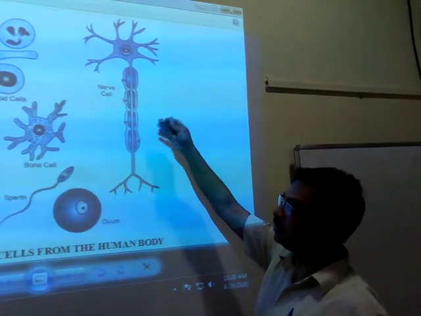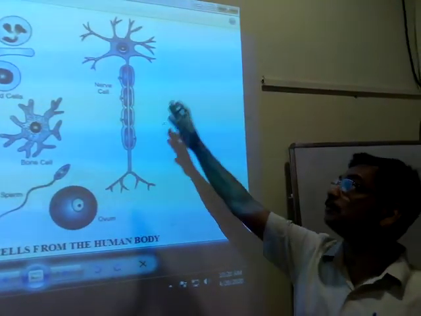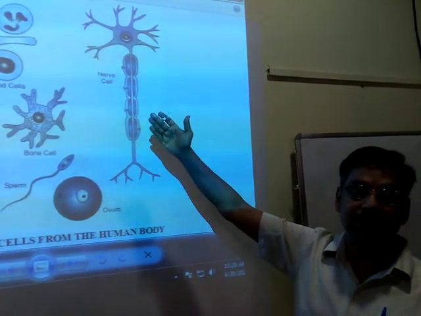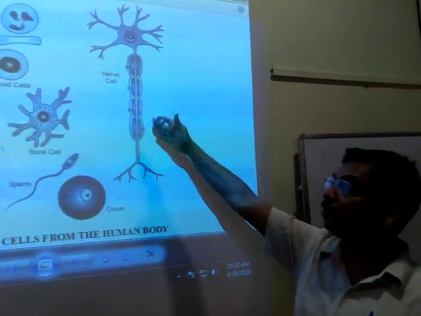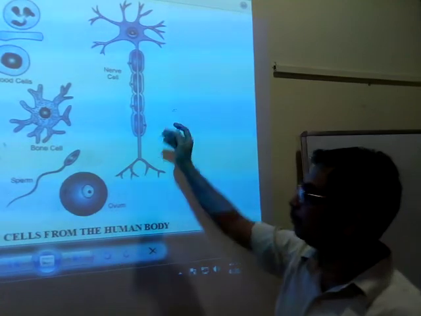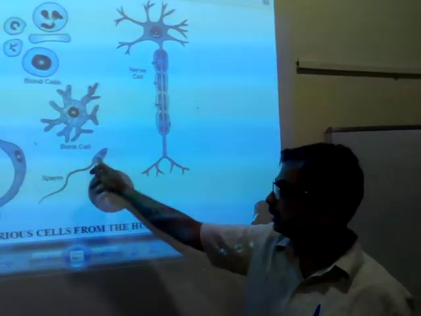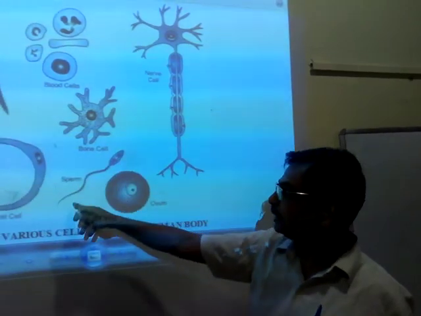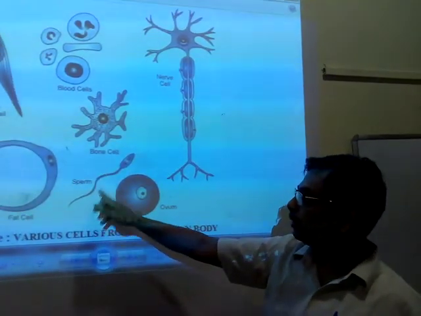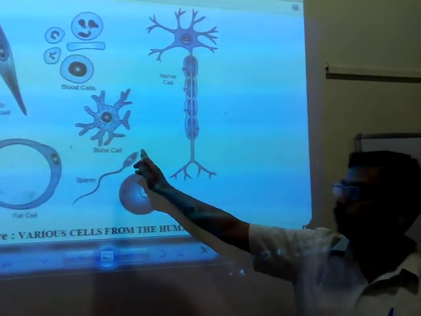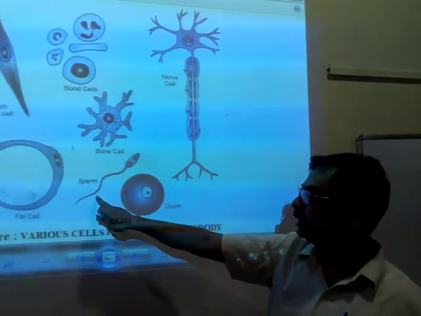The function of this nerve cell at present is to communicate the message, to transfer the message from one cell to other cells. So this is the longest cell of the body. Again we come to the ovum. This is oval in shape. This is the sperm, which has a different shape. Why is it a different shape? Because it has to move inside the female reproductive system. So here it is the head and this is the tail.